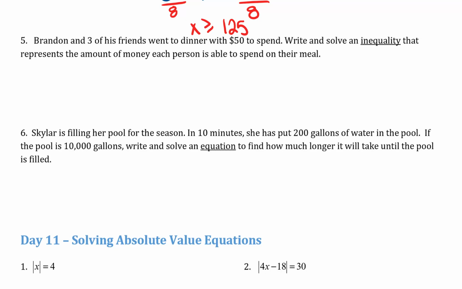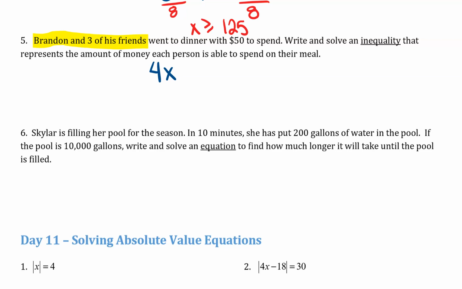All right, so the key word here is that it's Brandon and his 3 friends. Think about how many people that is. Brandon and 3 friends. That's not 3 people, that's 4 people. 4 people went to dinner. We don't know how much each person spent, so we're going to call that X. 4 times X amount of money. We don't know how much.